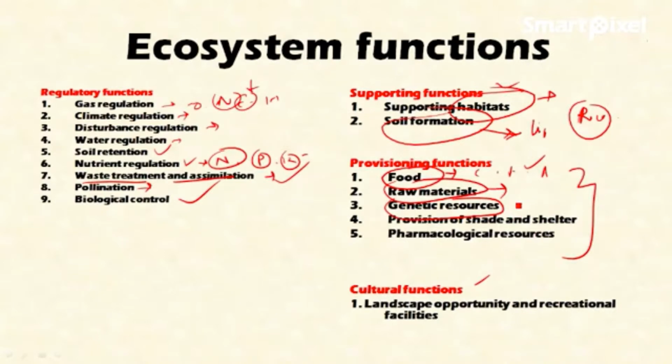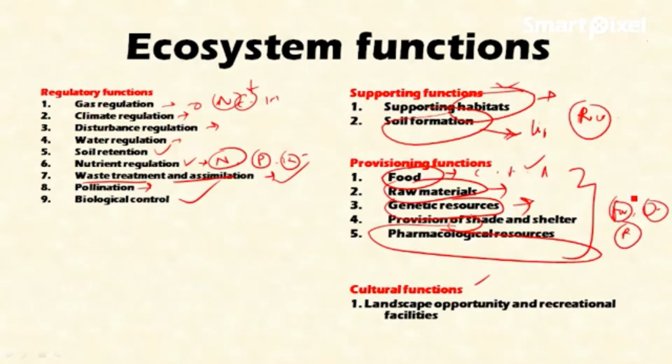So for genetic resources, for example, in order to develop drought resistant or pest resistant varieties, we need to take important genes from the wild forest varieties of these plants. It also provides shade and shelter for organisms. And also pharmacological resources: most of the drugs are derived from the ecosystem, that means from the organisms present in forests, oceans, or rivers.